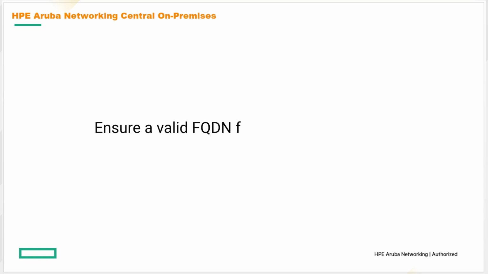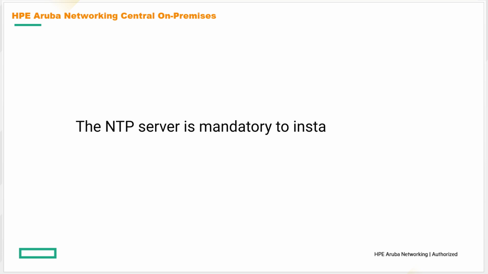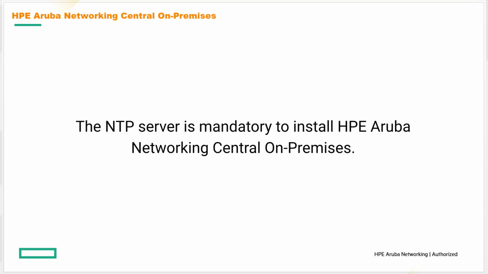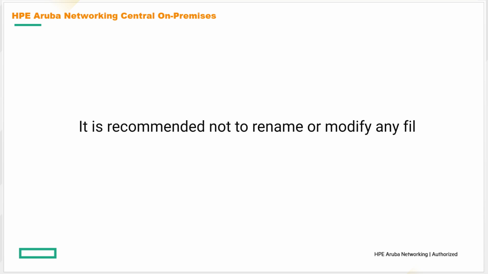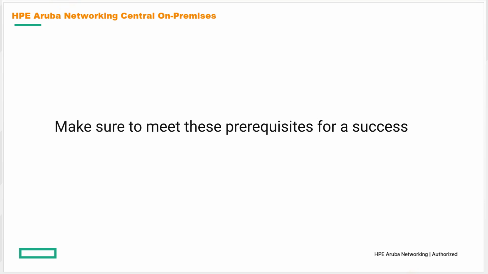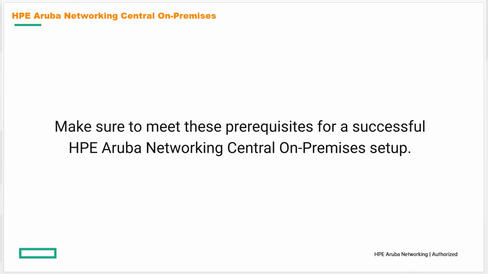Ensure a valid FQDN for each server node. The NTP server is mandatory to install HPE Aruba Networking Central on-premises. It is recommended not to rename or modify any file names during the installation. Make sure to meet these prerequisites for a successful HPE Aruba Networking Central on-premises setup.